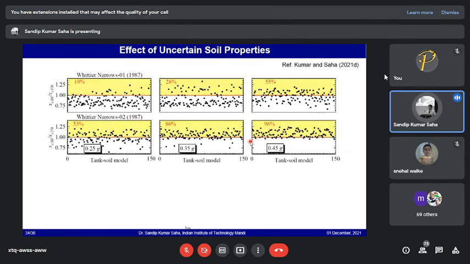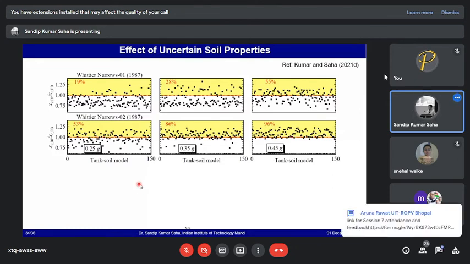So what were our interesting observations? We tried to plot the ratio of the sloshing displacements for the fixed base case and the base isolated case. What we saw earlier was that typically the fixed base sloshing response is less than the base isolated sloshing response. But when we considered the uncertainty in the soil domain, more than 150 simulations were performed with all three earthquake ground motions.